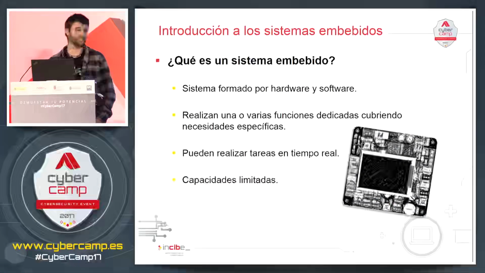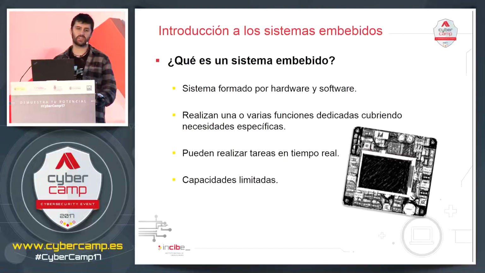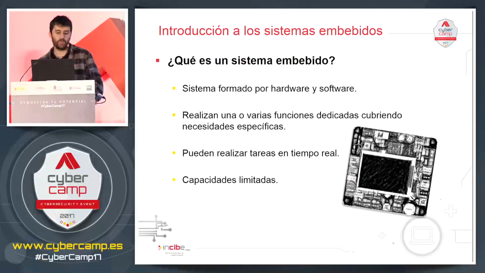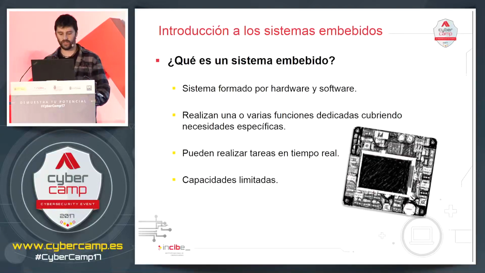As regards the introduction of embedded systems, what are they? These are systems made up by hardware and software. We may find different types of hardware. We're not going to go into the architecture of different devices, and there's lots of software, dedicated functions covering certain specific needs. So therefore, these devices and software systems are not too expensive. They are tailor-made, and therefore there are many people who use them in order to satisfy certain needs.